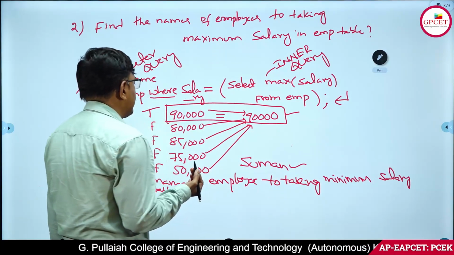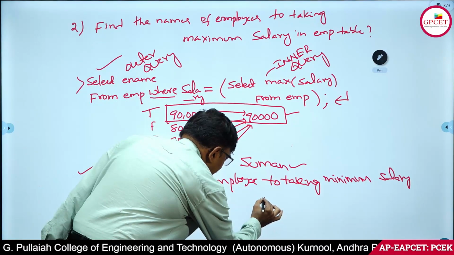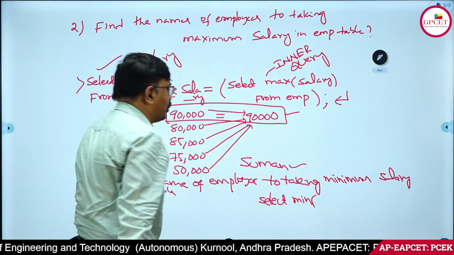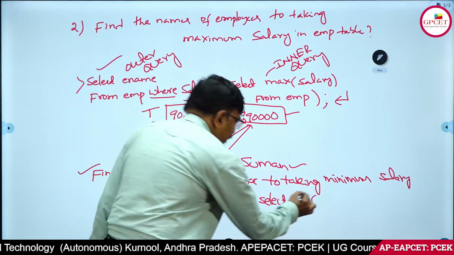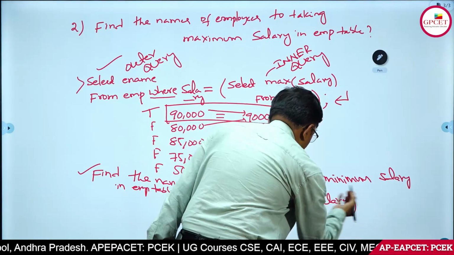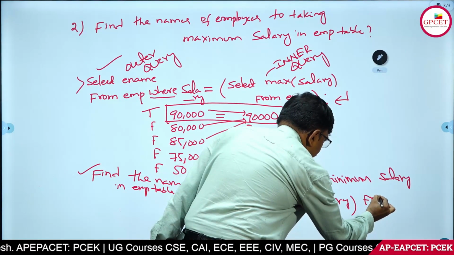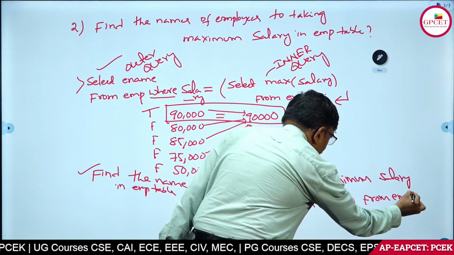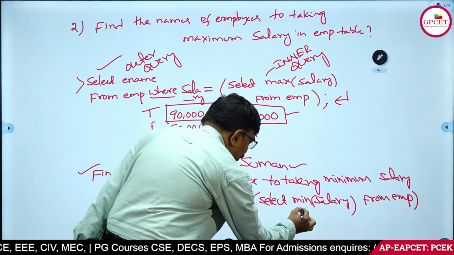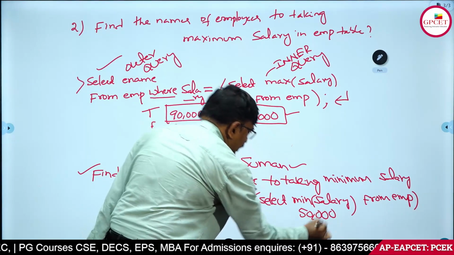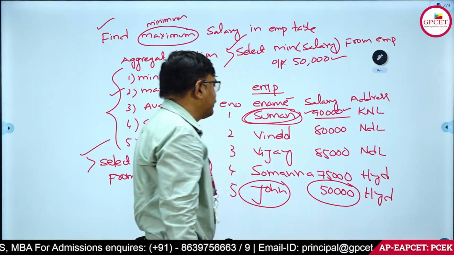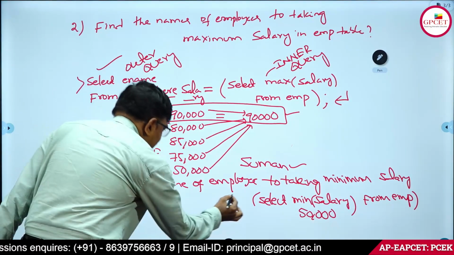What is the first one? The first one is the inner query. What is the inner query? Select min of salary from employee. Min is an aggregate function, minimum salary. This is the inner query. What is the inner query output? The inner query output is 50,000. Why? Because it is the minimum salary. Observe here, 90, 80, 85, 75, 50,000. The minimum salary is 50,000. That is equal to.